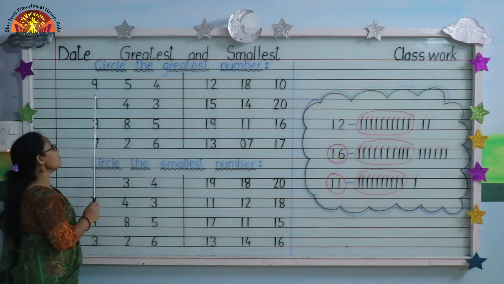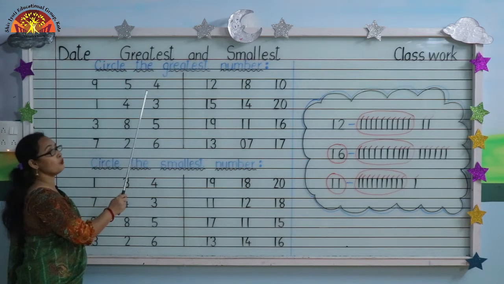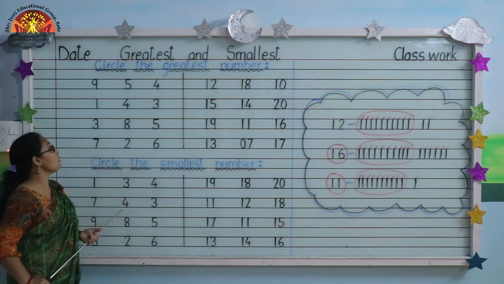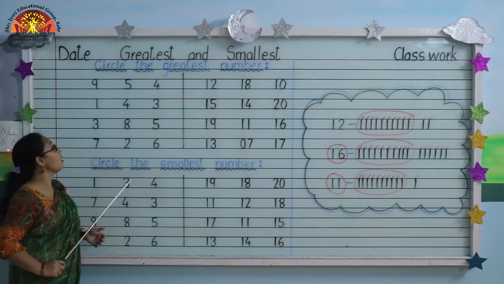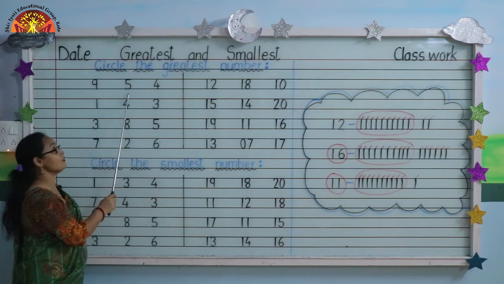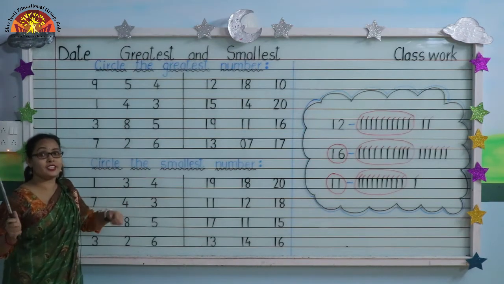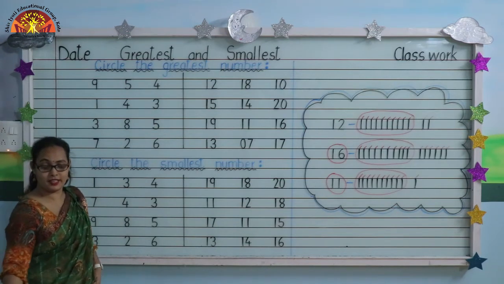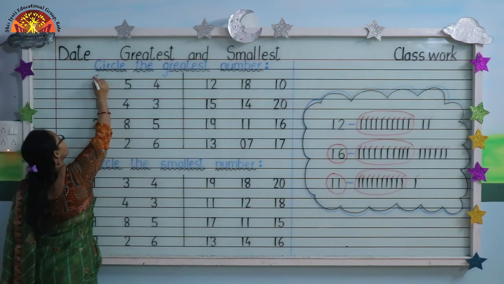Kids, given numbers are 9, 5, 4. Now you tell me which is the greatest number over here? Is it 4? No. Is it 5? No. Is it 9? Yes. Very good, kids. Circle the greatest number like this.